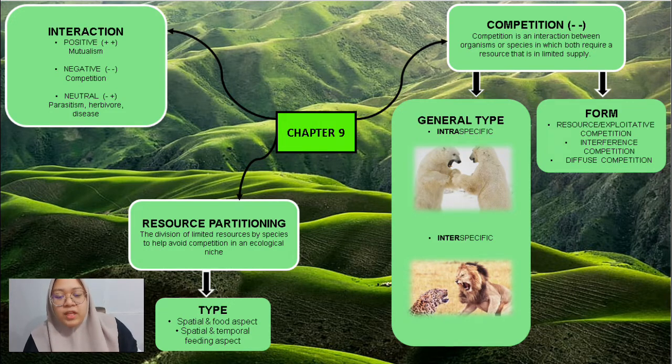We'll talk about forms of the competition, which include resource or exploitative competition, interference competition, and also diffuse competition. When there is competition, of course, there will be resource partitioning. Resource partitioning is actually a division of limited resources by species to help avoid competition in an ecological niche. And there are two types of resource partitioning, which are spatial and food aspect, which coexist by utilizing different resources at different area. And the second one is spatial and temporal feeding aspect, which feed at different times at different area. So I'm done with the summary of Chapter 9.